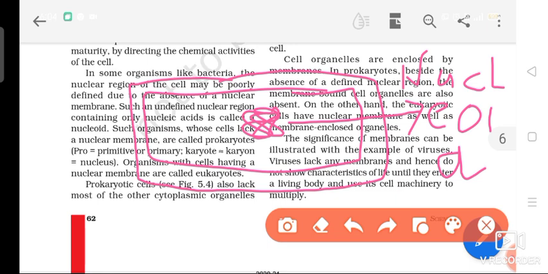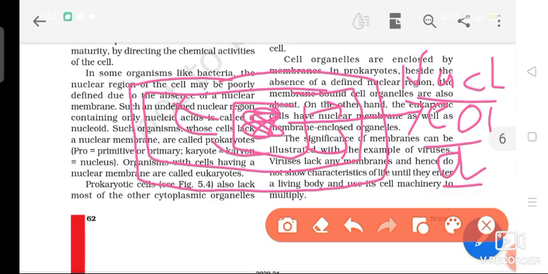But it doesn't mean that it will spread throughout the cytoplasm. It is also not that it is always present in a small region, and that region where the genetic material is present without any membrane is known as the nucleoid region. Okay, so in other words we can say that the nucleoid is the nucleus of the prokaryotic cell.